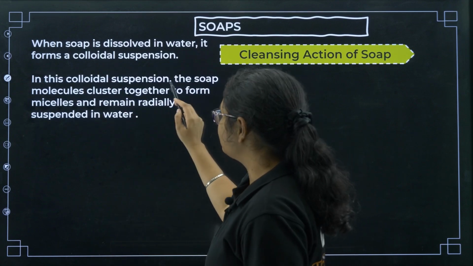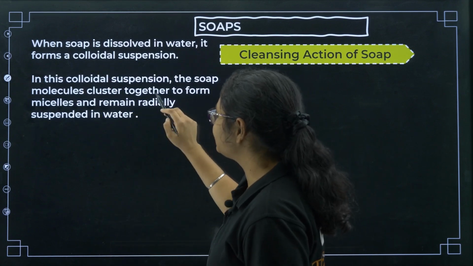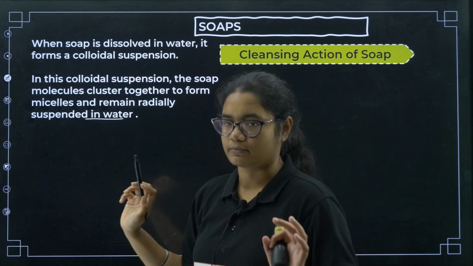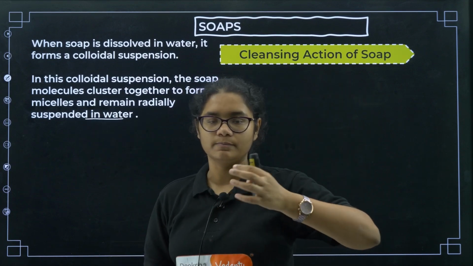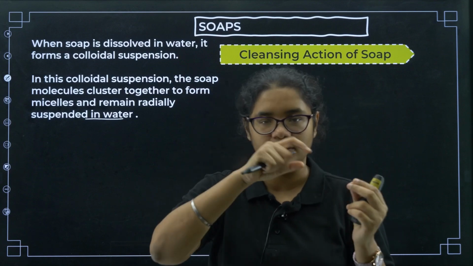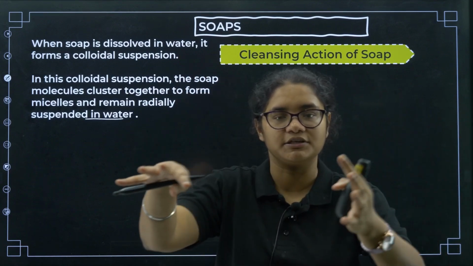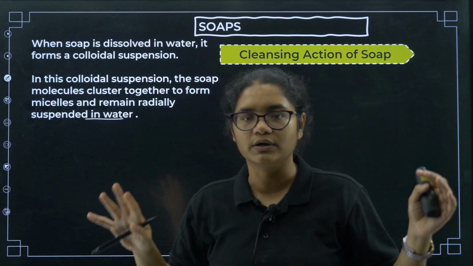In this colloidal solution, the soap molecules cluster together to form micelles and remain radially suspended in water. So as soon as you drop the soap, the particles, we have just seen the structure of the soap, right? These particles arrange together and form many micelles, and these micelles float in the water.